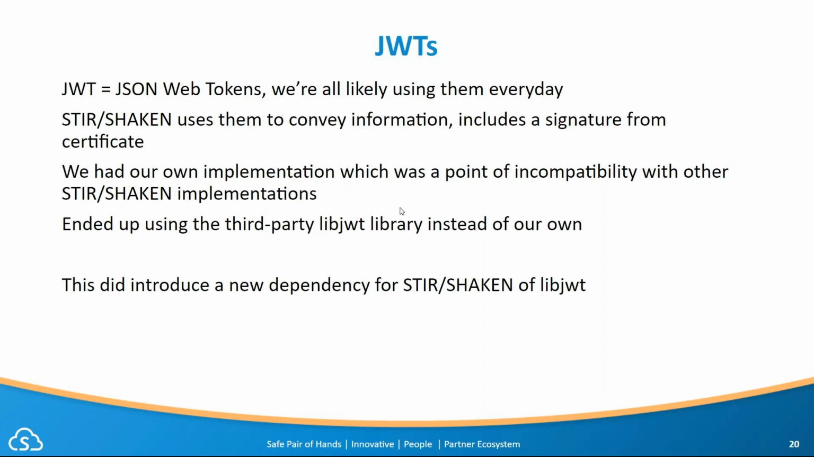So JWTs, JSON Web Tokens, we're all likely using them every day, and this is what STIR/SHAKEN uses in the Identity header. So it uses it to convey the information I talked about previously: so called number, caller ID number, that kind of stuff, as well as a signature from the certificate. Our initial implementation didn't leverage a third-party library. We wrote our own JWT implementation. And this was really one of the fundamental incompatibilities that we had with other STIR/SHAKEN implementations. So rather than just continue to maintain our own implementation, we opted to use a third-party library called libjwt instead.